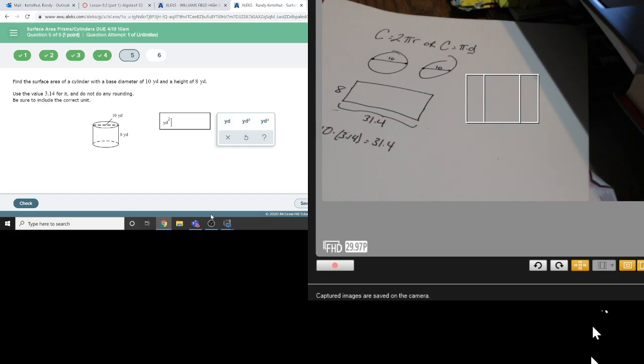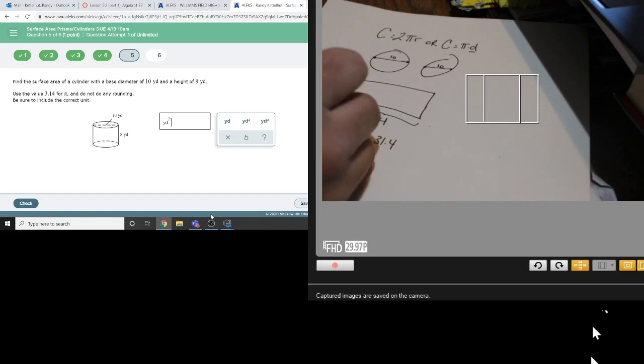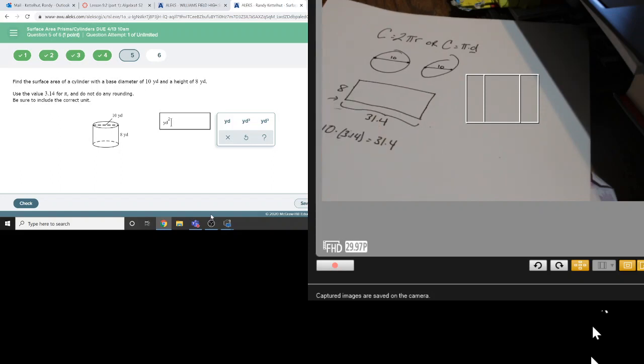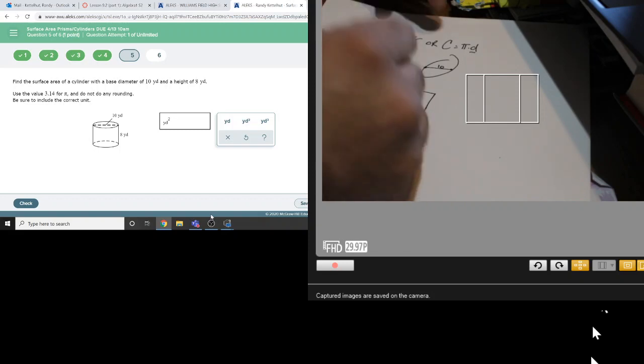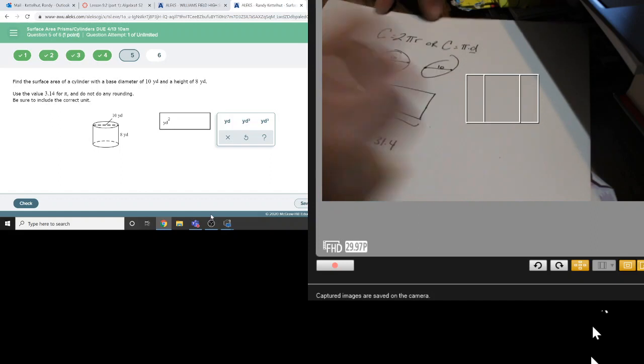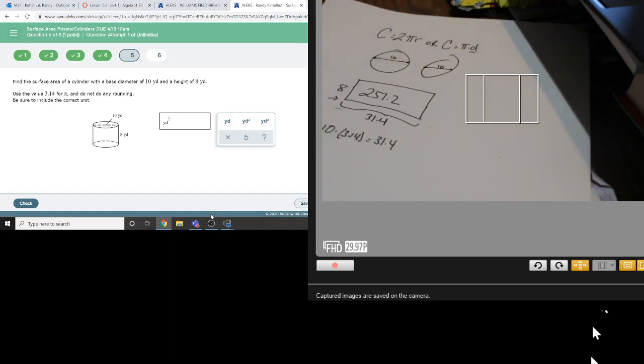We now have all the information that we need to go ahead and get through this. First, find the area of the rectangle. Length times width, 8 times 31.4, 251.2. It's only one rectangle. Please don't double that or do anything crazy. It is one rectangle wrapped around it with a circle on top and a circle on bottom. You can see that from the diagram.